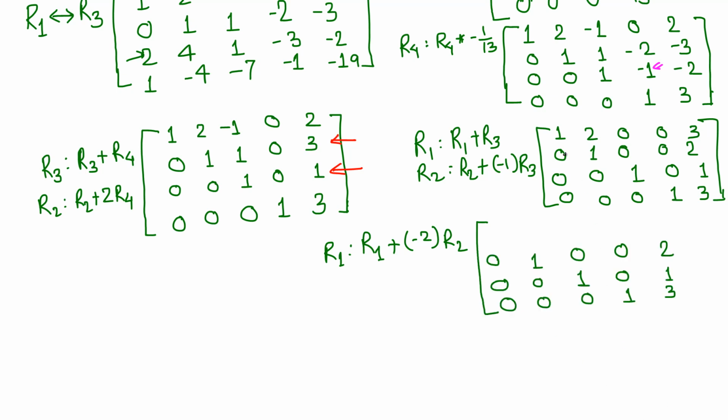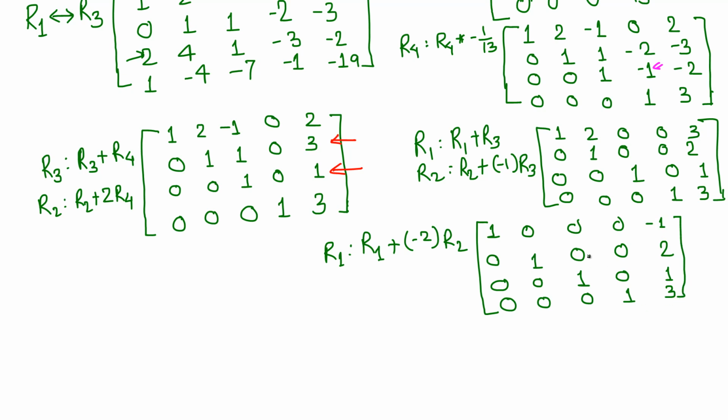So we have 1 times whatever, 0 times something is 0, so this is 1. 2 plus negative 2 times R2, 2 plus negative 2 is 0, 0 is 0, 0 is 0. 3 plus 2 times negative 2, negative 2 times 2 is negative 4. 3 plus negative 4 is negative 1.